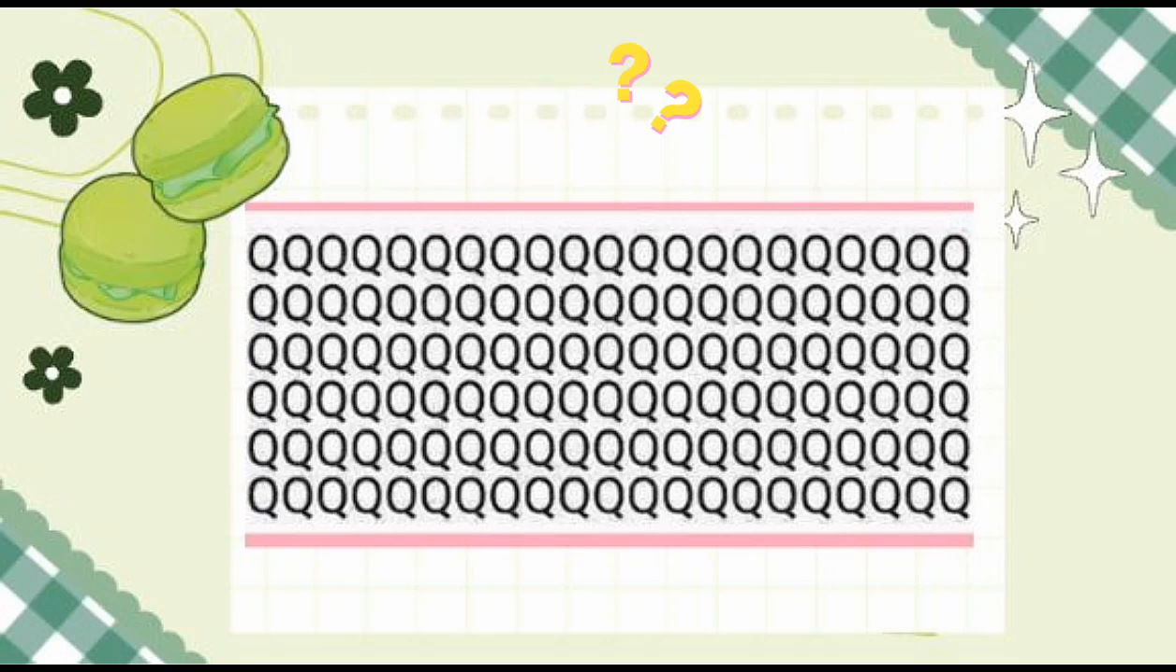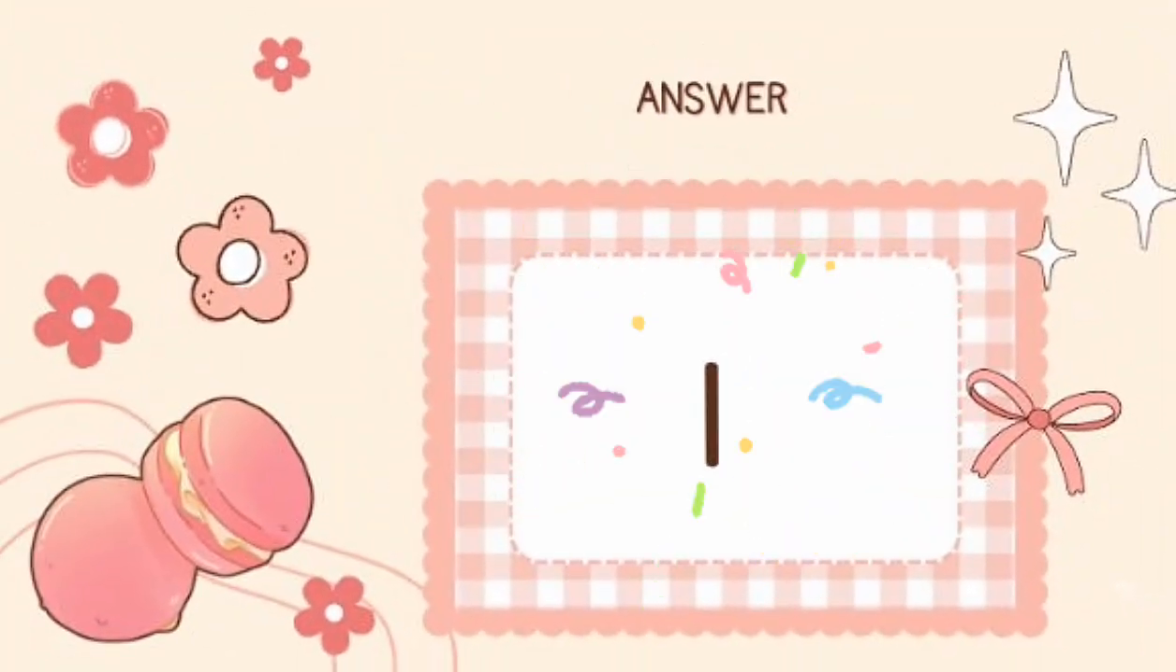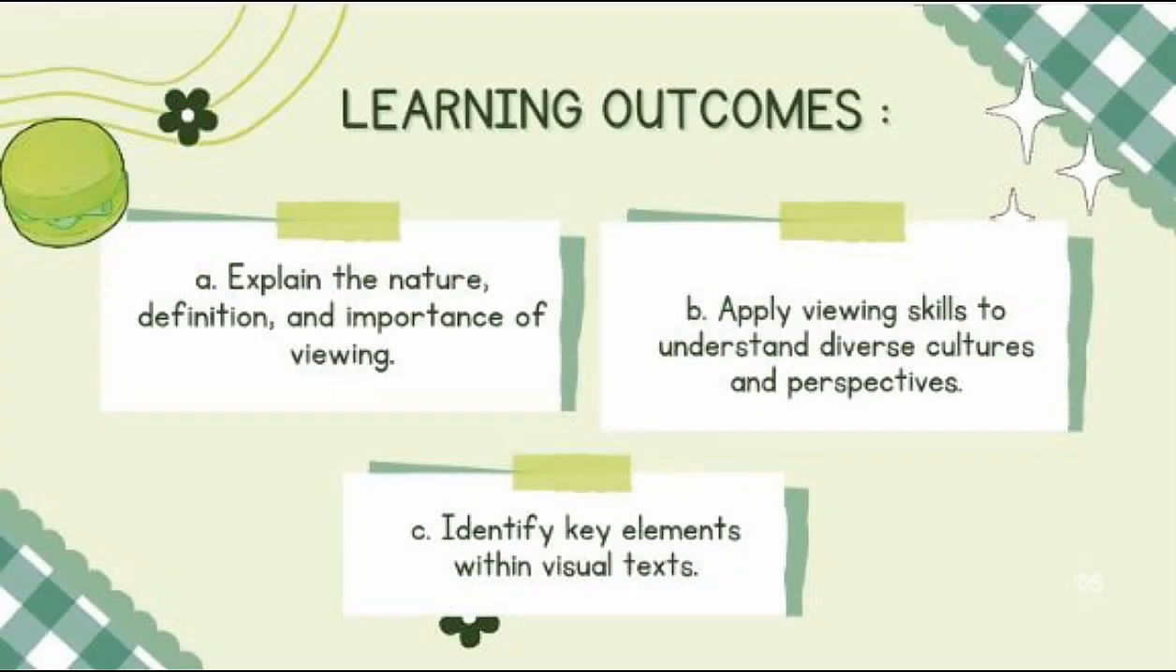How many oak can you see? Again, I will give you 5 seconds to identify the answer. 5, 4, 3, 2, 1. Let's see if your answer is correct. Okay, the correct answer is 1. If you answer 1, congratulations, your answer is correct. Very good. That's all for our motivational activity.